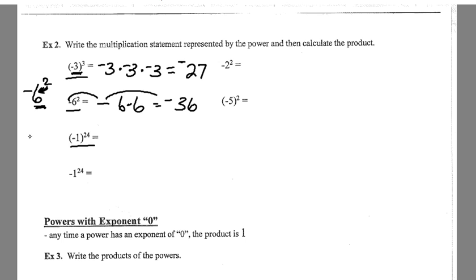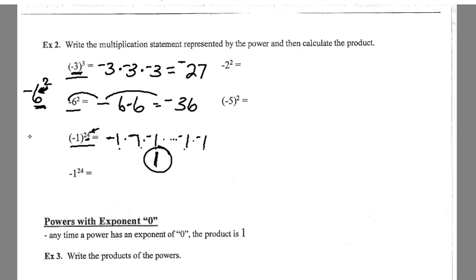Negative 1 to the 24. I'm not going to write this one out a whole bunch of times, but what we're looking at, directly beside the 24 is the bracket. So everything in the bracket is the base. Negative 1 times negative 1 times negative 1. We need to do it 24 times. Well, 1 times 1 times 1 times 1 times 1, it's going to be a 1. And if you have 24 negatives, an even number of negatives leaves it as a positive. So we get a positive 1.